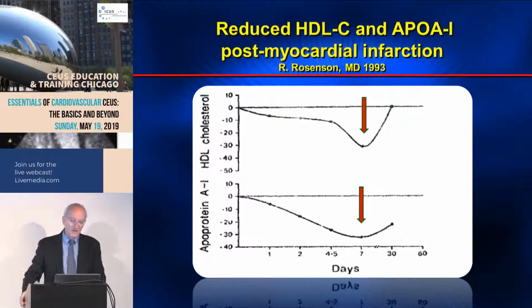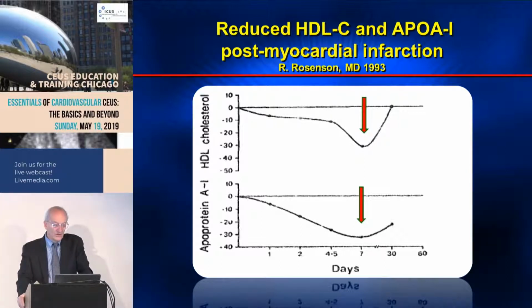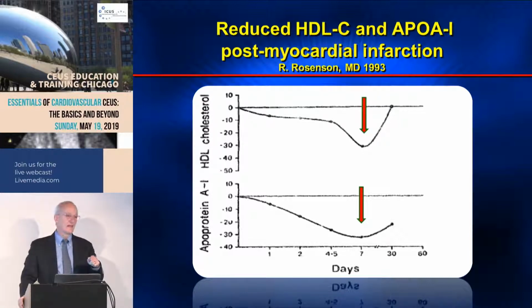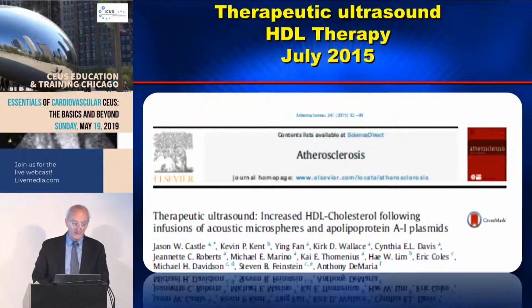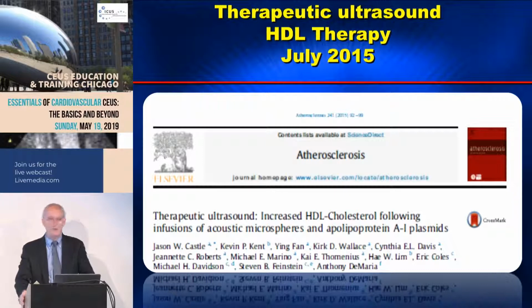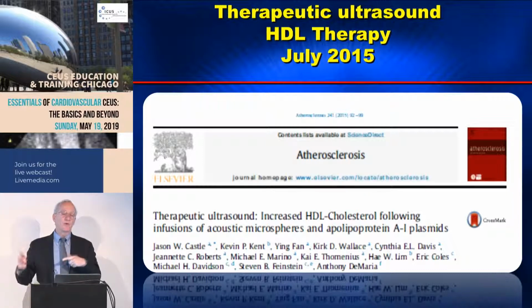But here's a problem. When you have a heart attack, your good cholesterol drops 30% and will stay down for a month. Not only does it drop, its functionality drops. So when somebody has a heart attack, the good cholesterol drops and its function drops. So in the next 30 days, you have a problem. So we published a paper in 2015 saying, hey, we can use bubbles plus an ApoA1, which is the precursor of good cholesterol, and deliver it to rats and show that we can boost up their HDL.